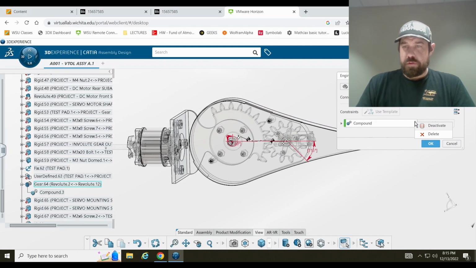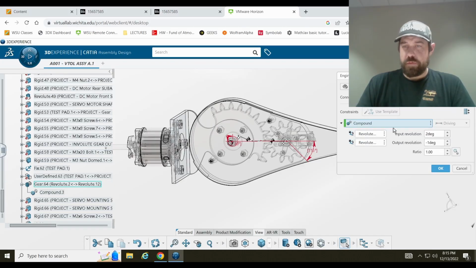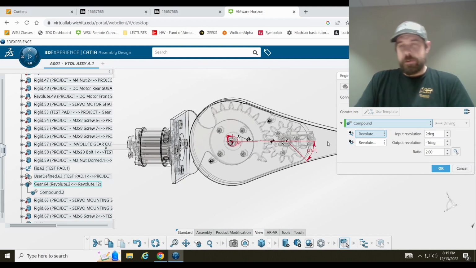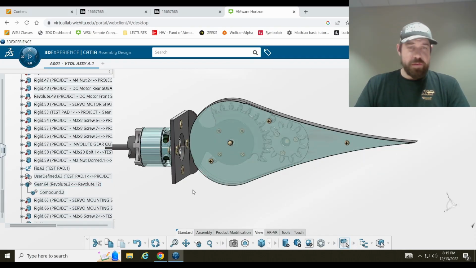That will show that it is between the two axes. I'm sorry, the two planes relative to a center line running through the main case. So it is a plane-to-plane interaction that causes these revolute interactions to work at a ratio of 2 to 1, because that's my gear ratio. So that is that connection.